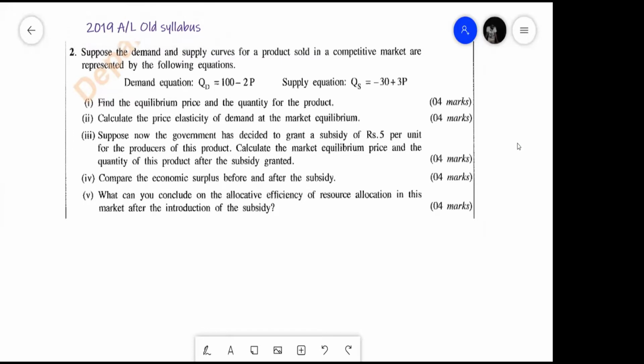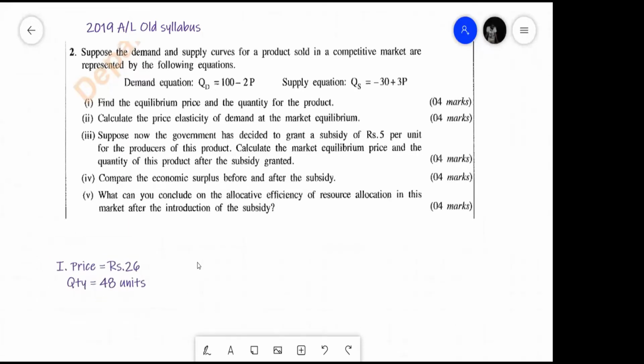Find the equilibrium price and quantity for a product. So they're asking for equilibrium price and quantity, guys. Can you all tell me what the price and quantity are? The first part of this, what do we get? Price 26, right? So equilibrium price is rupees 26 and the quantity is 48 units. Simple question for 4 marks, you can't get it as easy as this.